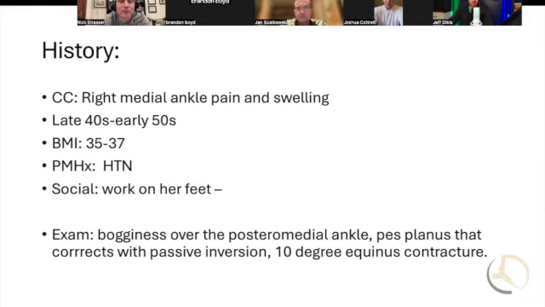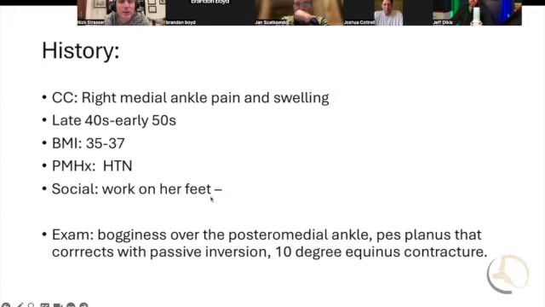She comes in complaining of right-sided medial ankle pain and swelling. She has a past medical history significant for hypertension. And when you talk to her, you think you might have some pre-diabetes going on too. She works on her feet. She doesn't smoke. She works in the food industry and says that at the end of the day, the inside part of her ankle is just killing her.